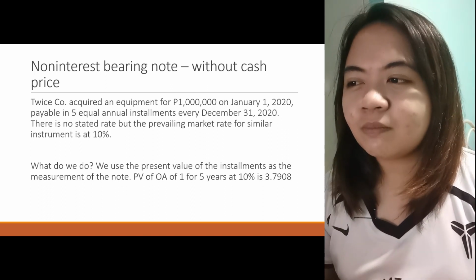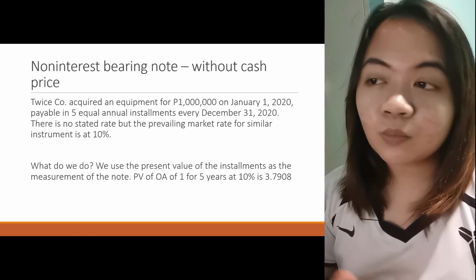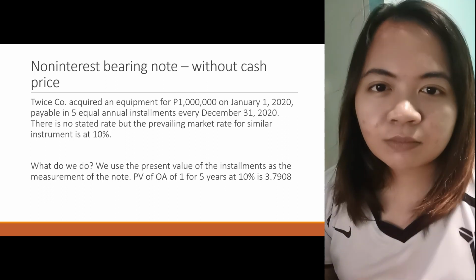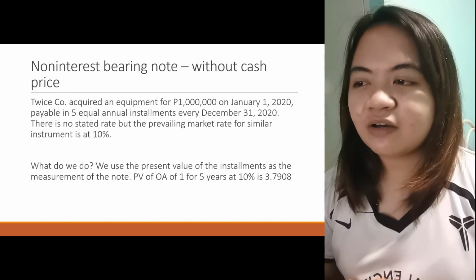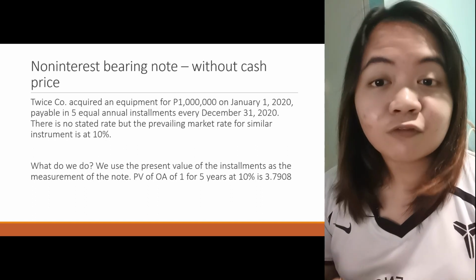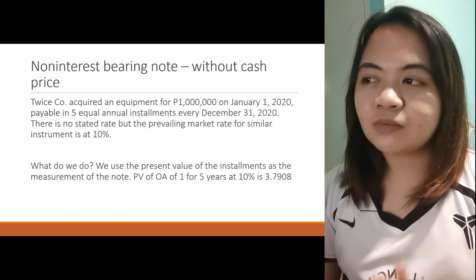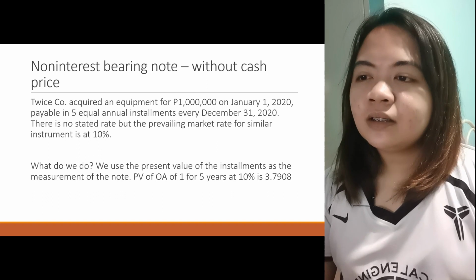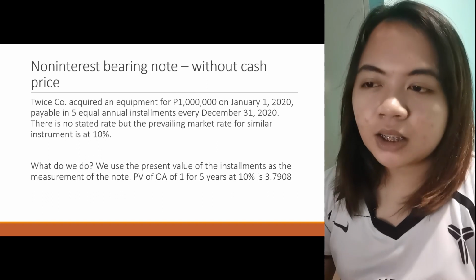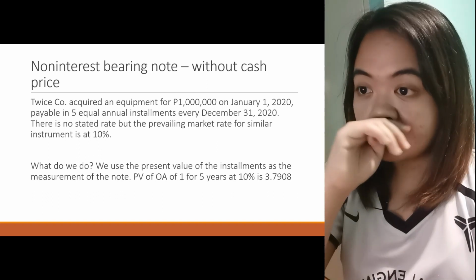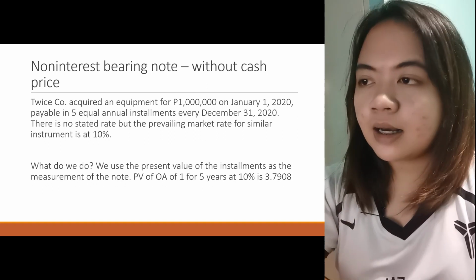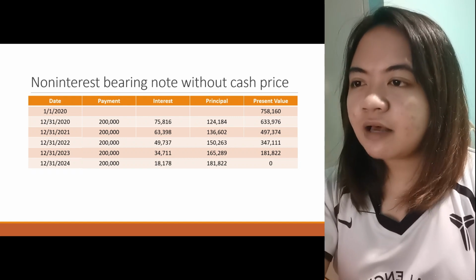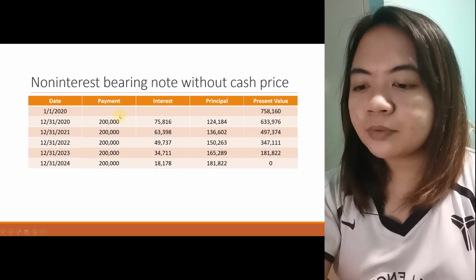So, we have already computed the present value of ordinary annuity. Why? Because installment payments, you're doing it every year. Okay? So, kaysa naman sa every year ka mag-compute, we have already present value of ordinary annuity of 1 for 5 years at 10%. So, bakit 5 years? So, that's the 5 equal annual installments. Okay? 10% is at 3.7908. You can check, okay, using our formula, which I have given sa bonds payable, if I'm not mistaken. Okay? So, we have computed it. Hindi pa lang nagbigay ng computation.